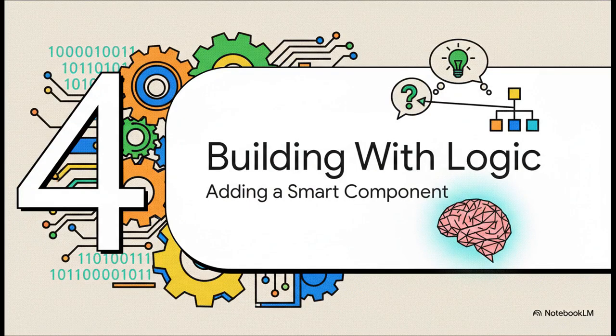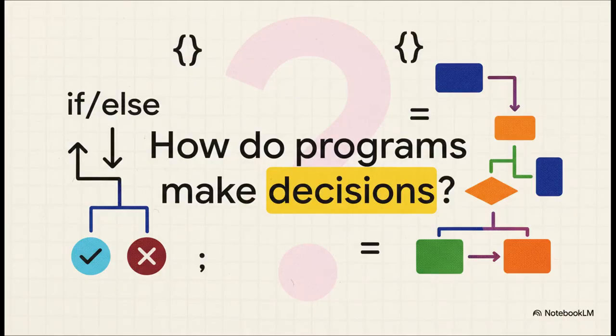Okay, the foundation is solid. Now for the really, really exciting part. We're going to add a smart component. We are literally going to teach our program how to think for itself and make decisions. So how do we actually do that? How do programs choose what to do next? Well, it all comes down to asking the right questions.